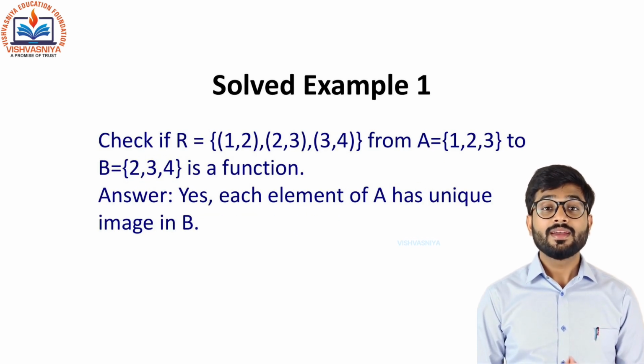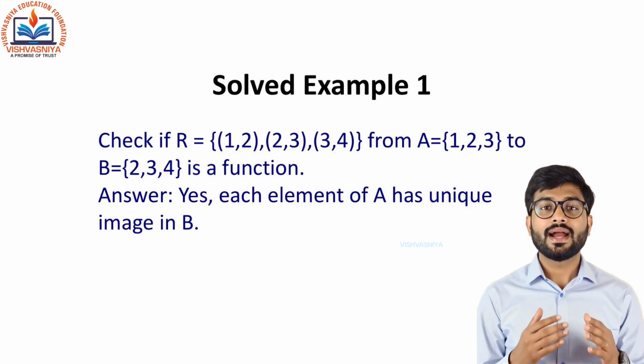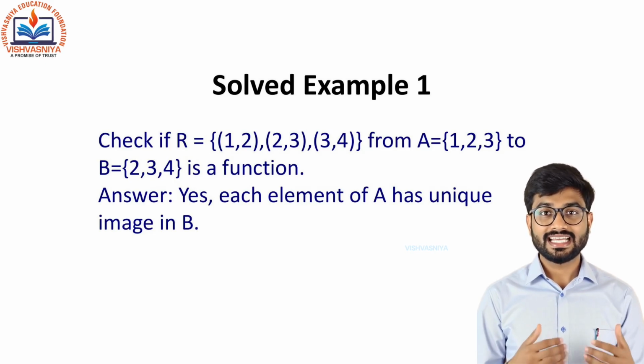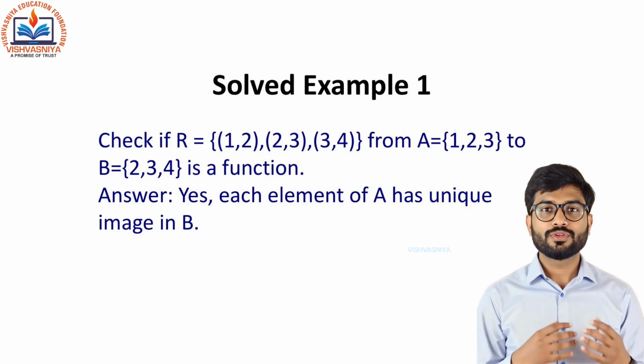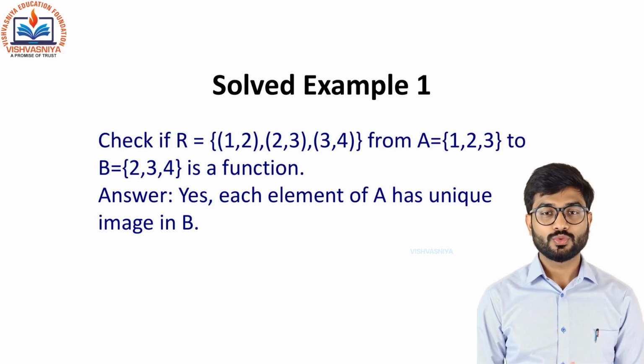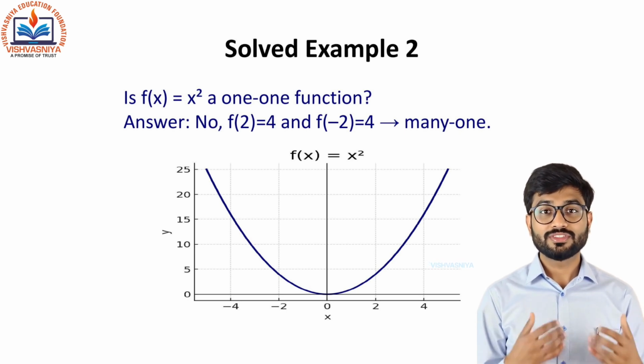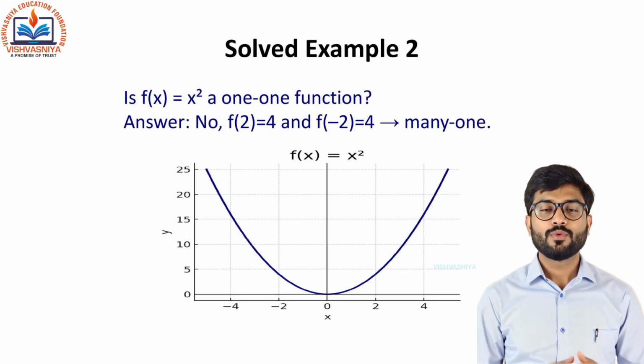Question: check whether the relation equal to the set of pairs (1, 2), (2, 3), (3, 4) from set A = {1, 2, 3} to set B = {2, 3, 4} is a function. Answer: yes, because each element in set A has one and only one image in set B. Question: is f(x) = x squared a one-one function? Answer: no, because f(2) = 4 and f(-2) = 4.